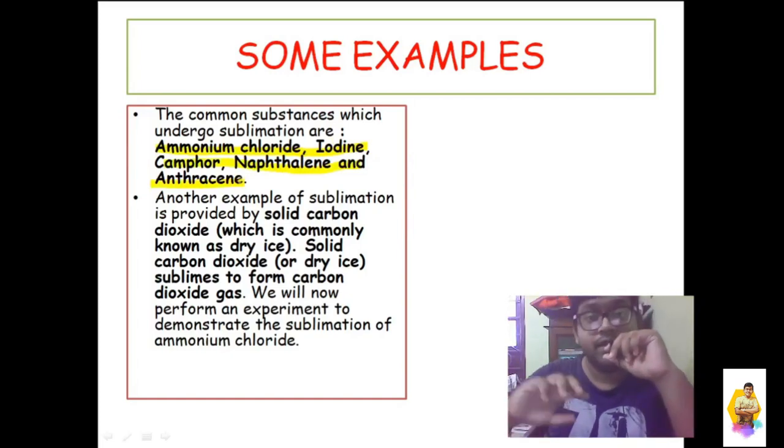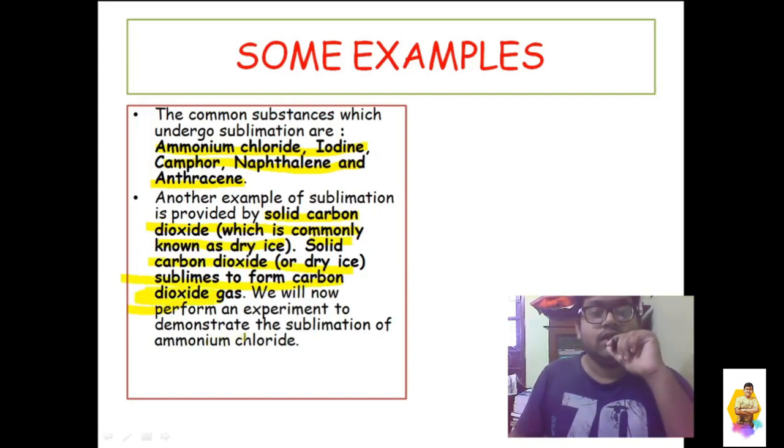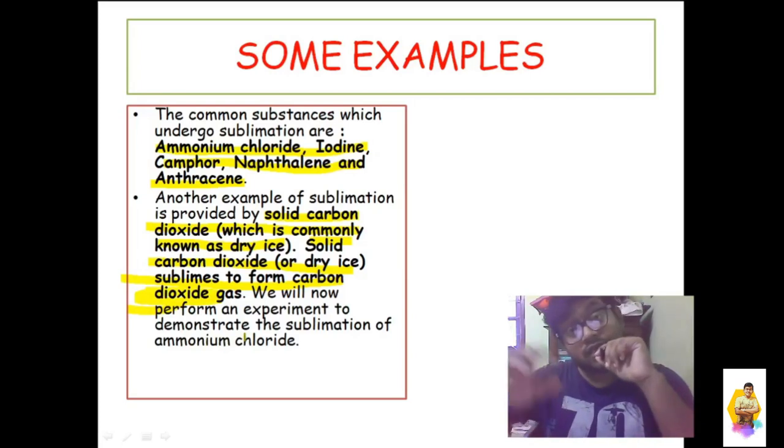Another very famous example is solid carbon dioxide. Carbon dioxide can be converted into solid, and we call it dry ice. So solid carbon dioxide is also called dry ice, because this can sublime. This can sublime to form carbon dioxide gas directly from that solid.